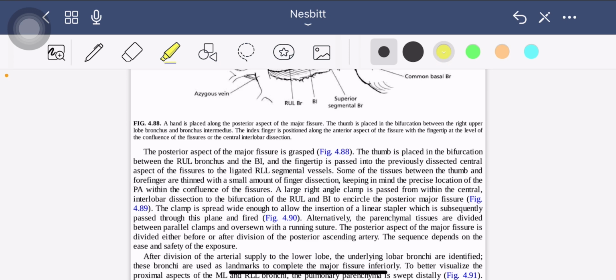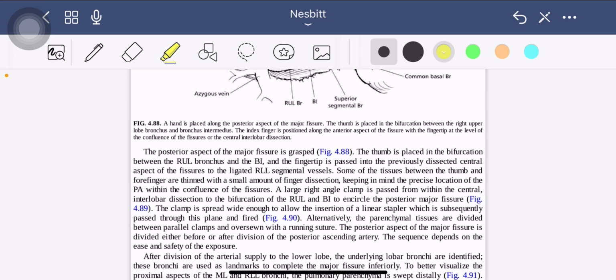The posterior aspect of the major fissure is grasped. The thumb is placed in the bifurcation between the right upper lobe bronchus and the bronchus intermedius, and the fingertip is passed into the previously dissected central aspect of the fissure to the ligated right lower lobe segmental vessels. Some of the tissues between the thumb and forefinger are thinned with a small amount of finger dissection, keeping in mind the precise location of the pulmonary artery within the confluence of the fissures.